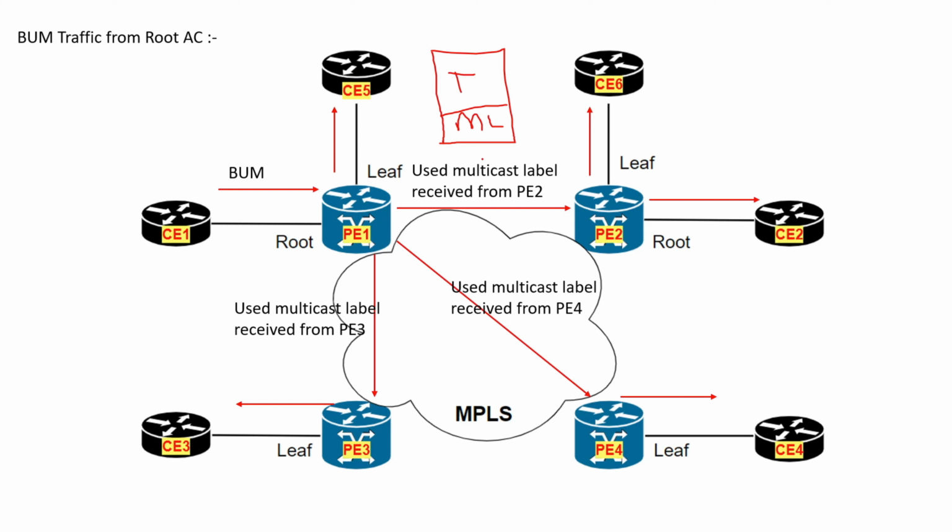So communication from the root is very simple, but if traffic is coming from the leaf, then it needs to use the ES/EAD leaf label just to identify that this BUM frame is generated by the leaf attachment circuit of the ingress PE.